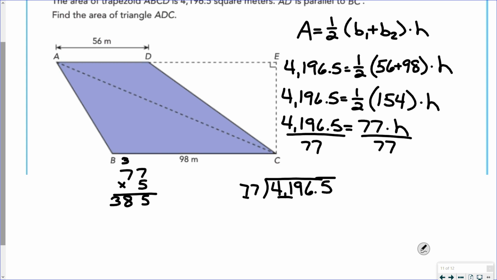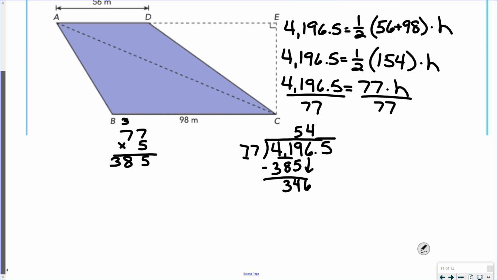That looks good to me. So it's going to go in 5 times, 385. Do my subtraction. I get 34. Bring down the 6. Now, if I know that 77 times 5 is 385, this is just slightly less than 385. So I'm going to put that in for 4 times. 4 times 7 is 28. 4 times 7 is 28 plus 2 is 30. So I do my subtraction there.